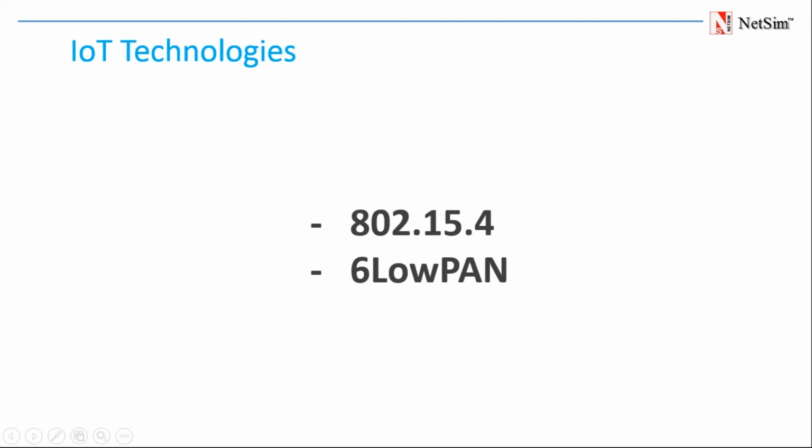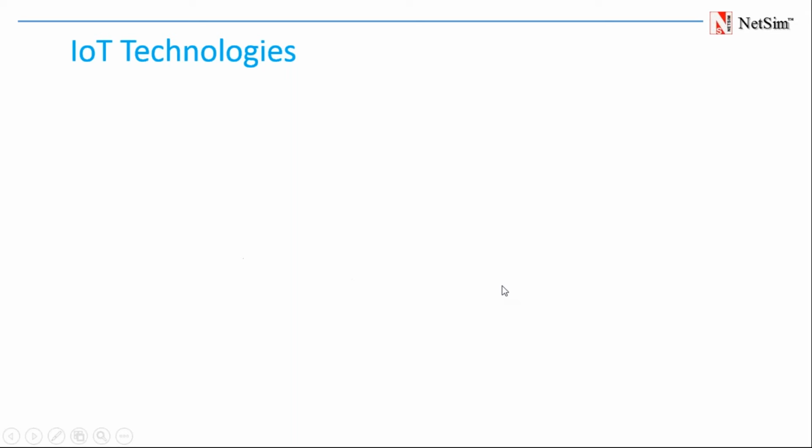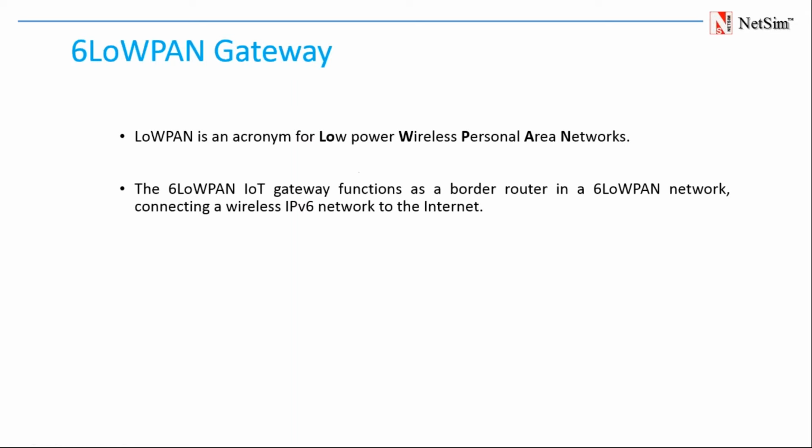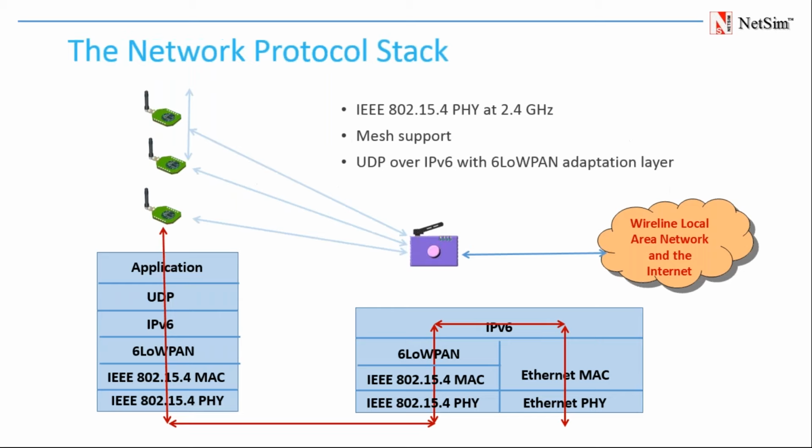IoT technology uses 802.15.4, and it works on 6LoWPAN. LoWPAN is low power wireless personal area network, and the 6 is because it works on IPv6, so there is a 6LoWPAN gateway given there. So in IoT, when we use the wireless sensor network, the sink node is replaced by the 6LoWPAN gateway. It gets all the data from the sensors through the 6LoWPAN gateway, and then sends the data to a centrally located host or a cloud-based solution.